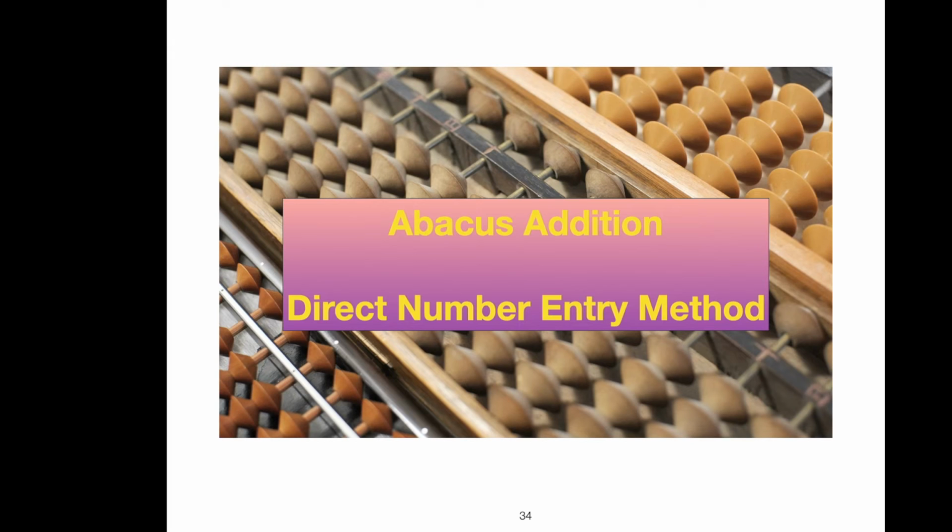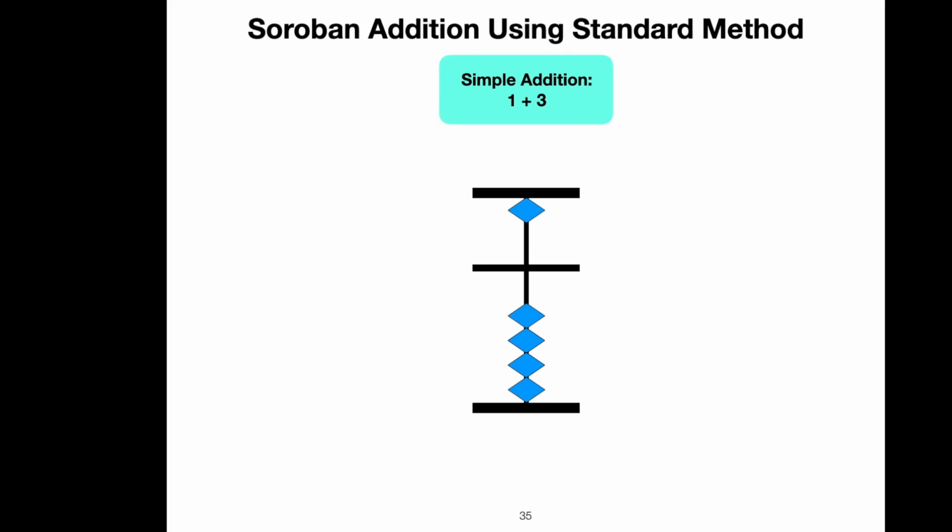So let's see how this direct number entry method works with the Soroban. So we'll look at a number of problems, but the simplest one is going to be 1 plus 3. Here we have the Soroban. The beads have been cleared away from the dividing bar. And now we're going to simply add 1. First of all, our first number, we're going to enter 1 toward the dividing bar. And then we're going to enter 3 more beads for a total of 4. Very easy, obvious problem. No complications required.